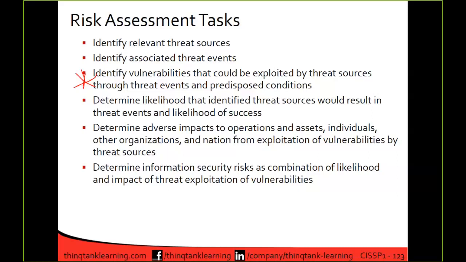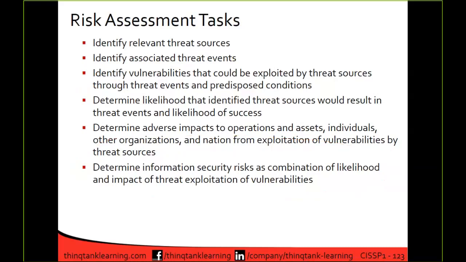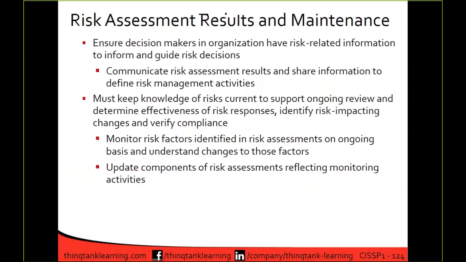Determine information security risks as a combination of likelihood and impact. Well, that's exactly what I was saying. Whether it's a qualitative approach or a quantitative approach, very important. What is the risk as a combination of the likelihood that an event will occur and the impact to my organization once that does occur? All right.